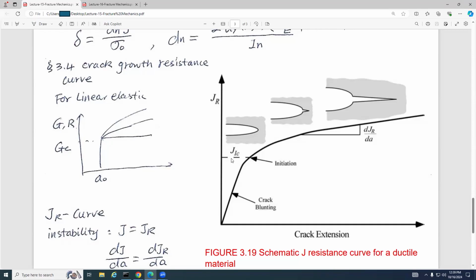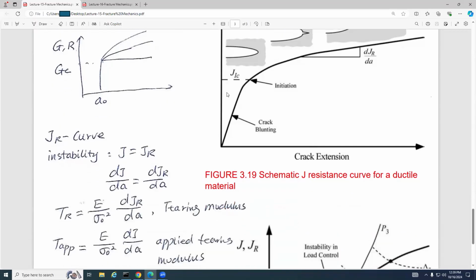So you can see at the very beginning, this is J_R, the J resistance. If J is higher than J_IC, it starts initiation, as we have here, until it reaches the steady state. This is the constant slope. This is dJ_R, the resistance. R means resistance over dA. For the G_R curve, there is instability. Instability means after you reach this point, you cannot control the crack propagation, the crack growth.